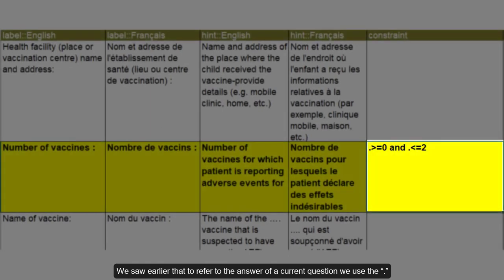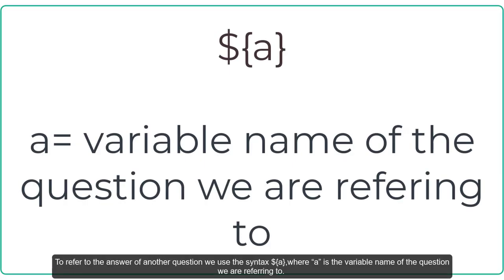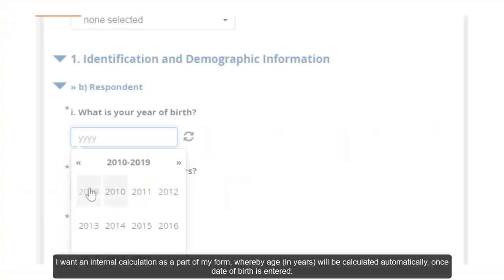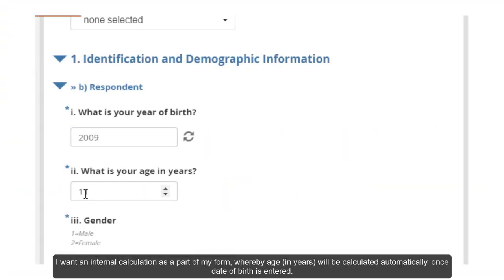We saw earlier that to refer to the answer of a current question, we use the dot. To refer to the answer of another question, we use the syntax $ and then in curly brackets A, where A is the variable name of the question we are referring to. Let's make some sense out of all these long sentences. I want an internal calculation as a part of my form whereby age in years will be calculated automatically once date of birth is entered.